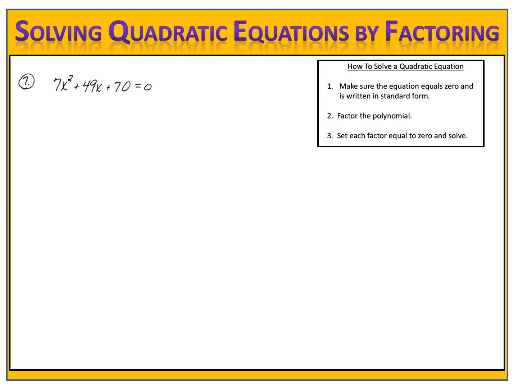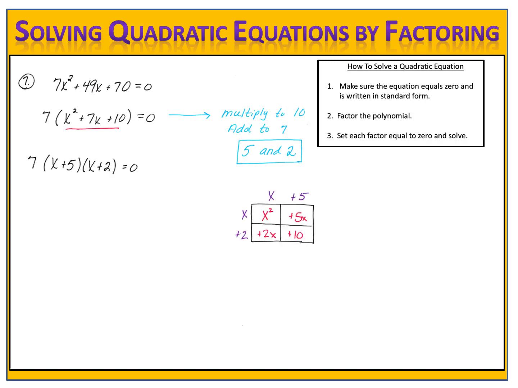Let's compare answers. We begin by factoring out the greatest common factor of 7. That leaves us in the parentheses x squared plus 7x plus 10. We have a trinomial. We can factor that by looking for the numbers that multiply to 10 and add to 7. Those numbers are 5 and 2. Because our leading coefficient of the trinomial, x squared plus 7x plus 10, is 1, we can go right to factoring, or if we want to, we can use the grid. Either way, your factors will be 7 times (x plus 5) times (x plus 2). Don't forget, that equals 0.